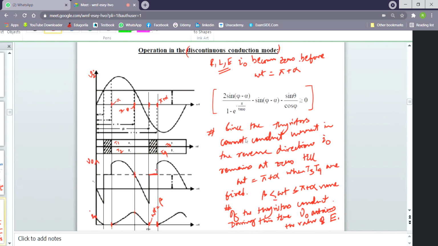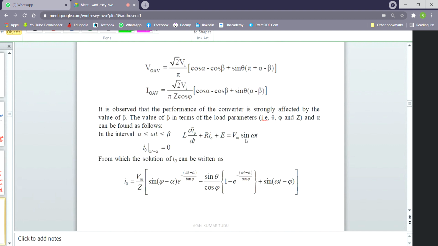Okay, so what is the average output voltage and the average output current for the discontinuous conduction mode? As you can see, it can be written by this expression: V0 average is equal to root 2 VI. I have taken this from the book, which has root 2 VI. It can be written as Vm also, the same thing. Root 2 VI means Vm only. So V0 average equals root 2 VI by pi.